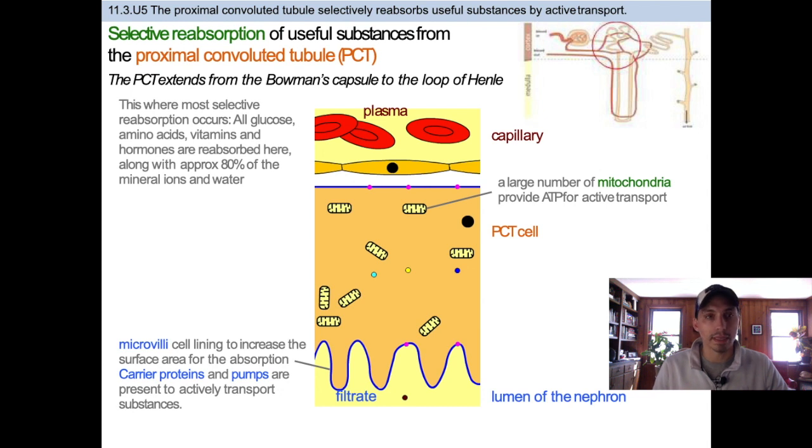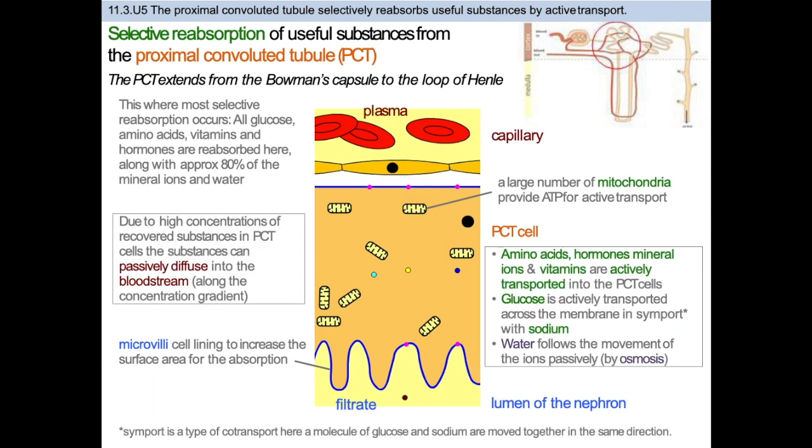So to recap, in the proximal convoluted tubule, I have the filtrate, and I am reabsorbing contents that I want back into the blood. It goes from the lumen of the nephron through the PCT cell and back into the capillary. Due to really high concentrations of recovered substances, most of the substances can passively diffuse back into the bloodstream. So because I took everything out of the blood, that means there's really concentrated chemicals in the filtrate. So most of them will move from an area of high concentration here, up back to the capillary where there's an area of low concentration. So they will happily, passively diffuse.